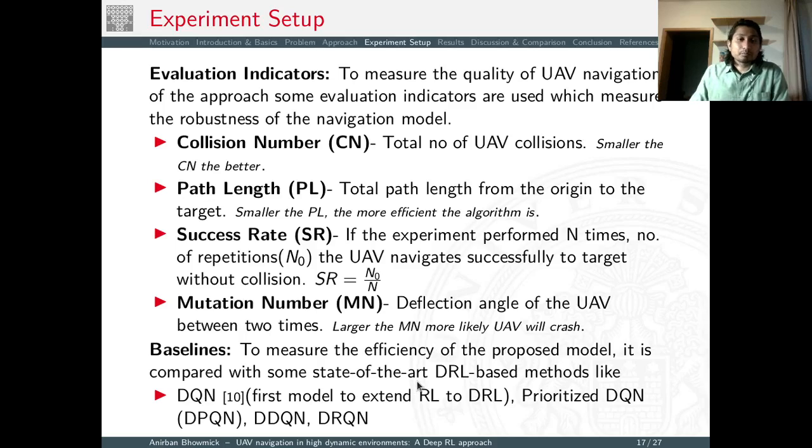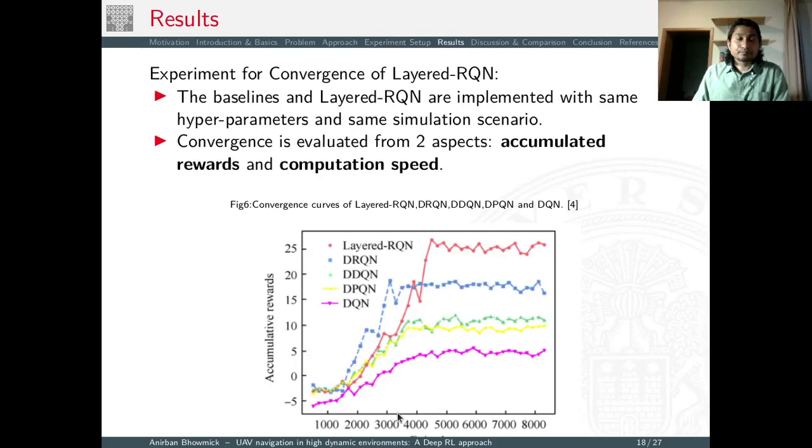We also test our model with other state-of-the-art DRL based methods like DQN, one of the first reinforcement learning methods, prioritized DQN, DDQN, and DRQN. The first experiment is the experiment for convergence. We can see in this graph that the layered RQN, in this red curve, converges at around 4,500 observations, and it also accumulates the most rewards.